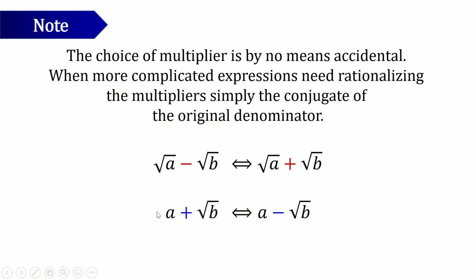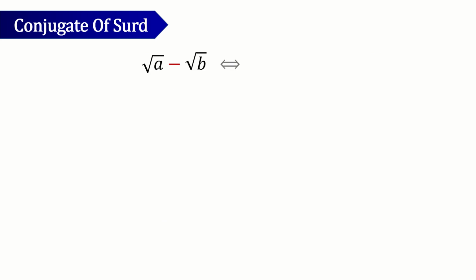Also the same here. If we have √a plus √b, the conjugate is just √a minus √b. So this is what we call a conjugate. If we have an expression √a minus √b, the conjugate is √a plus √b.